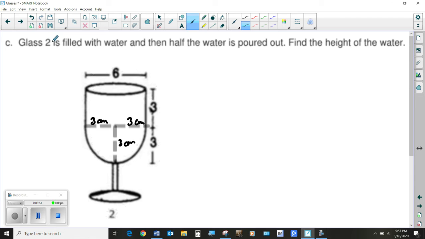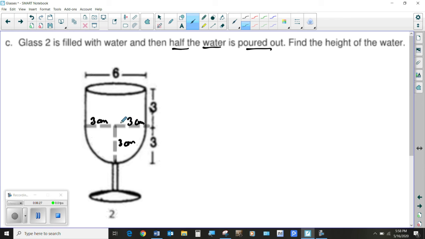The glass here is filled with water, and then half of that water has been poured out. You need to figure out what the new height is, okay? So right now, the height of the water, if it was completely full, would be a total of 6 centimeters. But when you pour out half of it, where is that line? And once you know what the line is, then you could figure out what the height is. But this is going to be the tricky part, okay? So take your time with it.